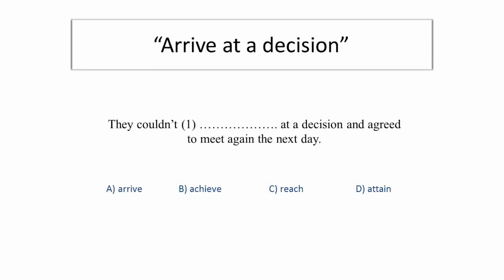Maybe arrive? We use arrive at. And what do you think, maybe reach? Okay. Any other ideas? So we have arrive and we have reach. Actually, the correct one is arrive. Congratulations. Arrive at a decision. And as I said, it's very important to look before and after the gap and then decide which one is correct.